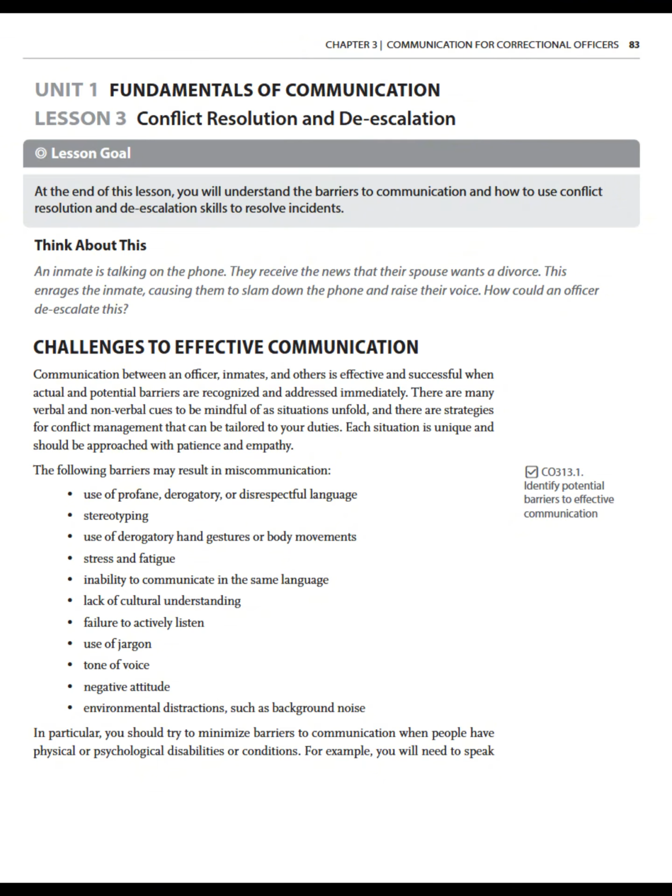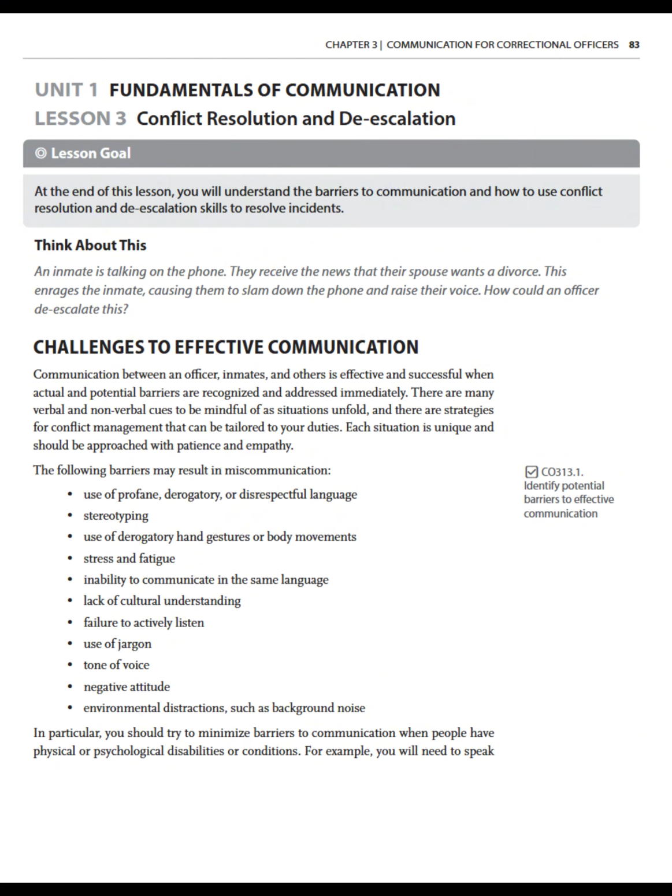Think about this. An inmate is talking on the phone. They receive the news that their spouse wants a divorce. This enrages the inmate, causing them to slam down the phone and raise their voice. How could an officer de-escalate this?